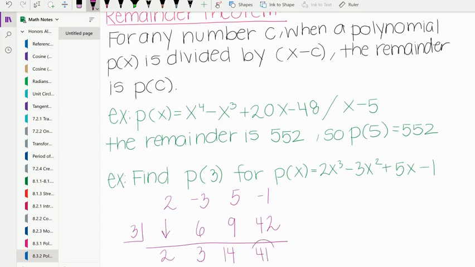So remember, that last term is a remainder. If we got 0, then that would mean that x minus 3 is a factor. So what this means is x minus 3 is not a factor, but it also means that p of 3 is equal to 41. So we evaluated the polynomial at 3 using synthetic division.